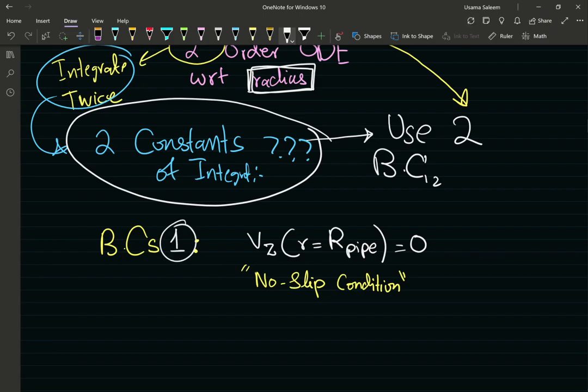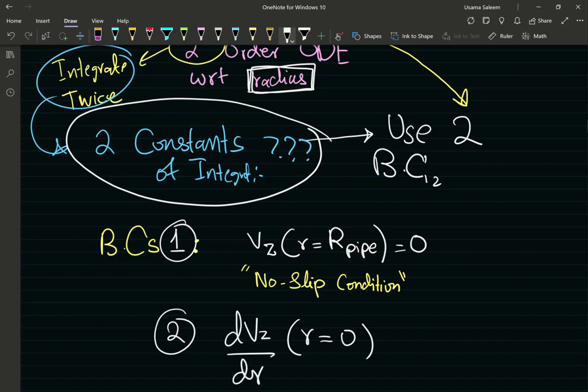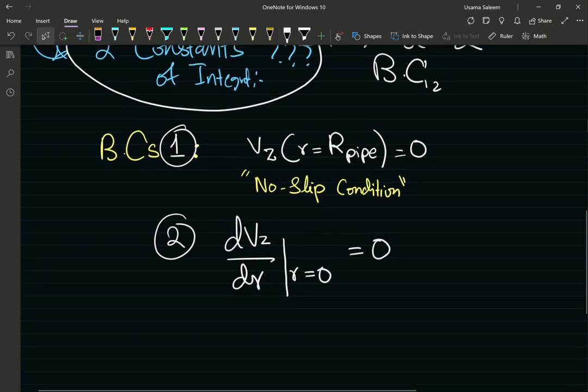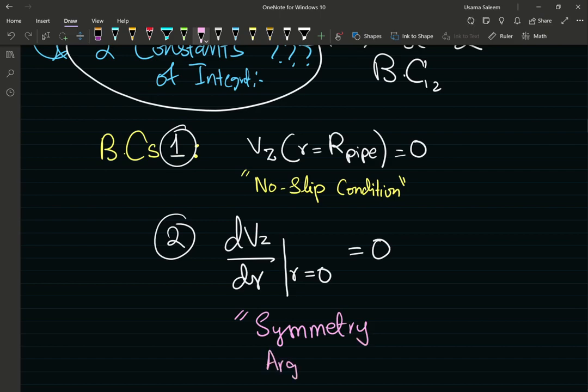My boundary condition 2 is going to be at r equals 0. Now at r equals 0, the value of my derivative, let me rewrite that in a more formal notation, the derivative evaluated at the center line is going to be 0. And what's the reasoning for that? I'm just going to write it here. The symmetry argument. What is the symmetry argument? We're going to go over that in a separate video dedicated only to Hagen-Poiseuille flow. My bad. Symmetry argument. All right.